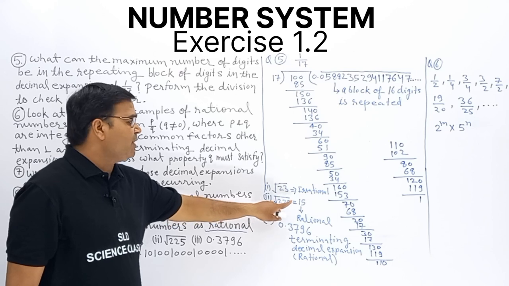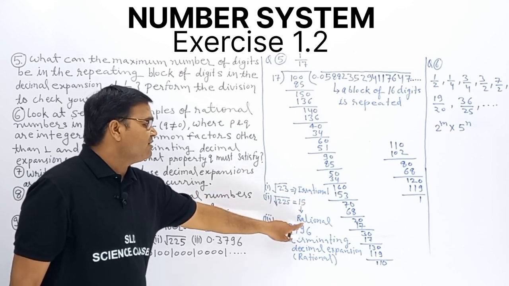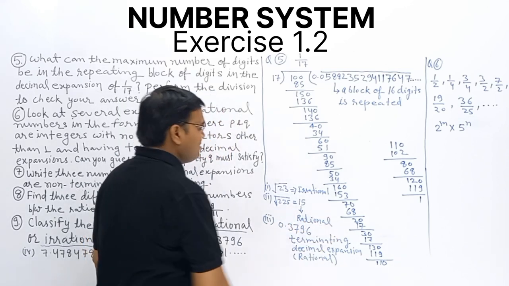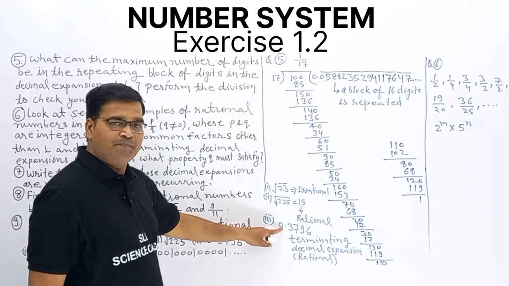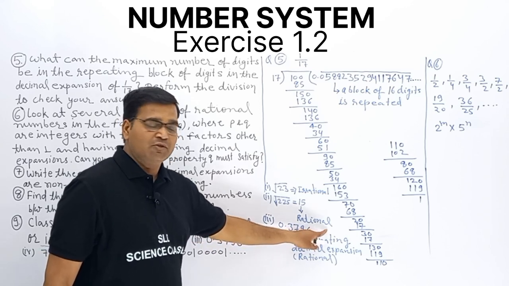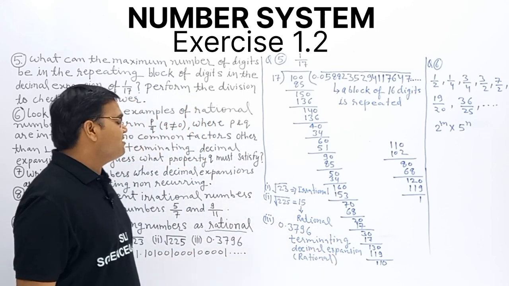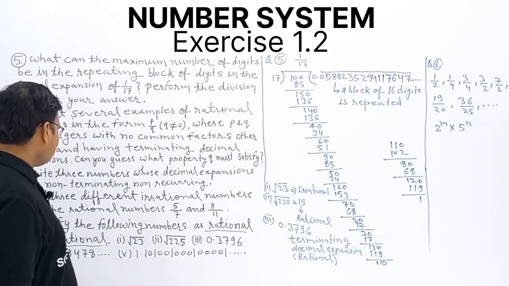After solving the square root we get 15, and 15 is an integer. All integers are rational. All integers are what? Rational. Now this one: in the decimal we do not have dots, so this is terminating, and terminating decimal expansions are what? Rational numbers. Now the next one.